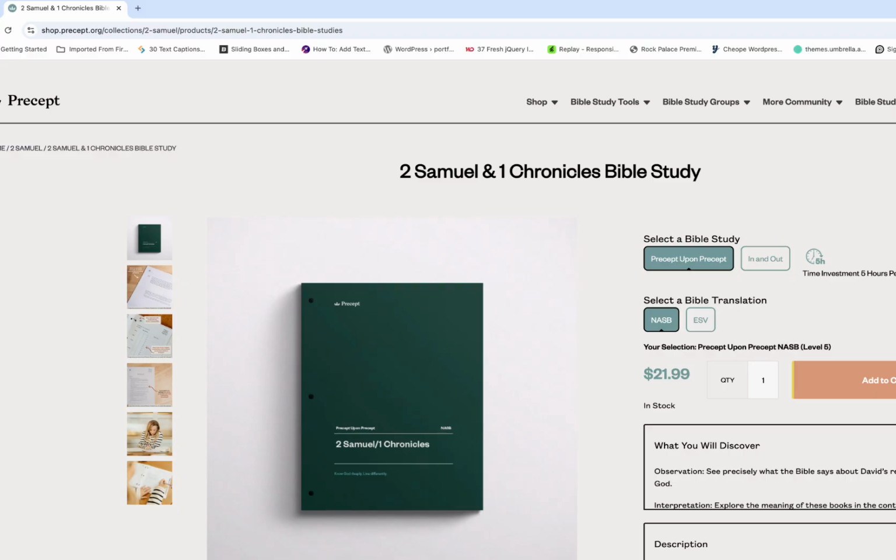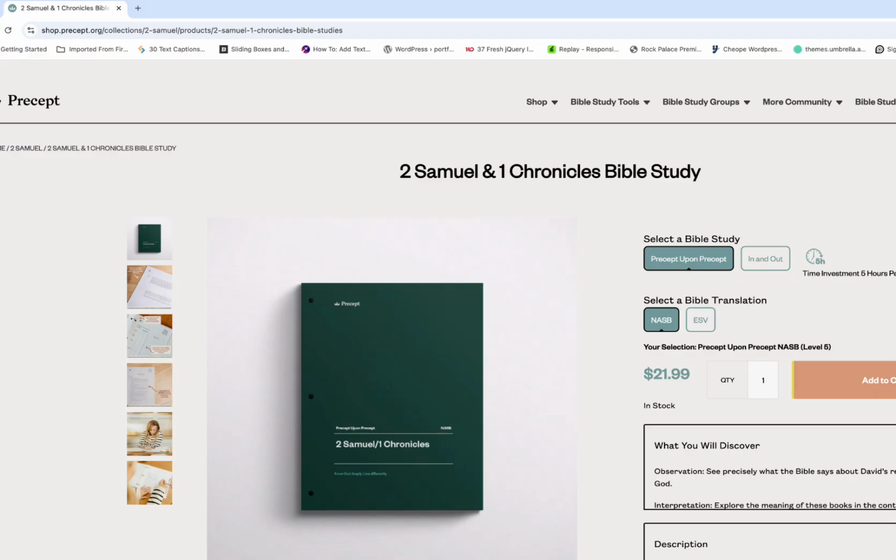Precept Upon Precept, or you can order the In and Out, which is less homework, but I'm going to be teaching the Precept Upon Precept. So if you have the In and Out, we're going to be going over cross references and things like that aren't in the In and Out. So don't be confused. We're teaching this one, so you can choose the less homework, but whenever we start talking about cross references that aren't in here, don't be confused. You still have the right book if this is what you've chosen. But we're teaching this one, the Precept Upon Precept.